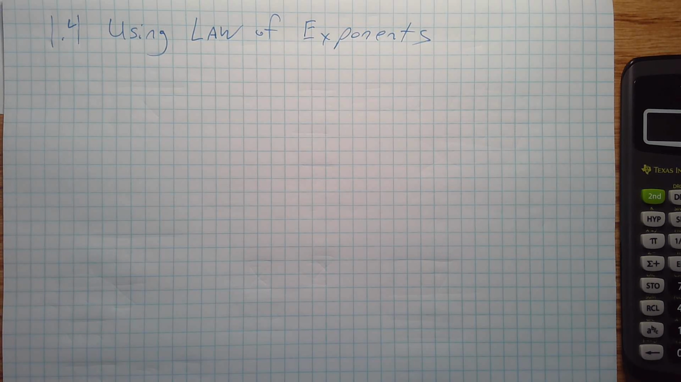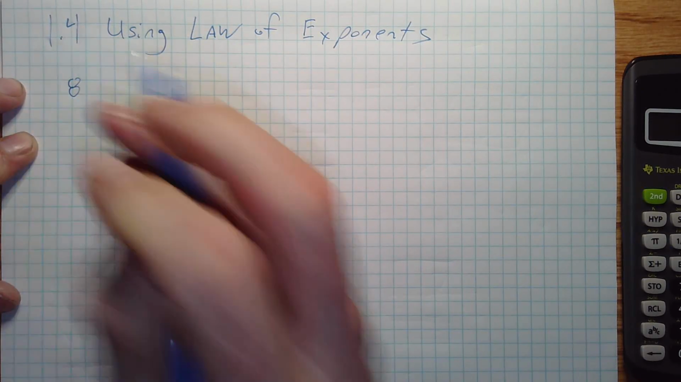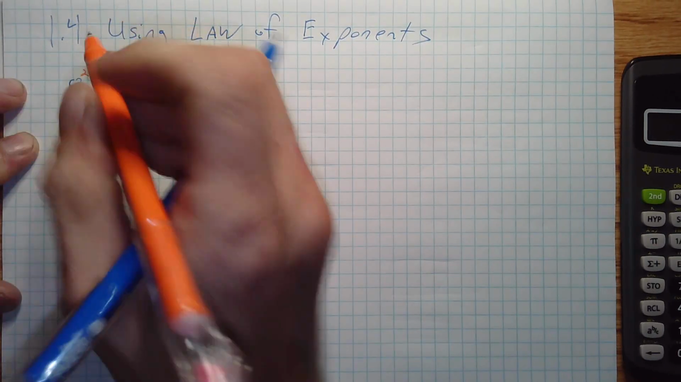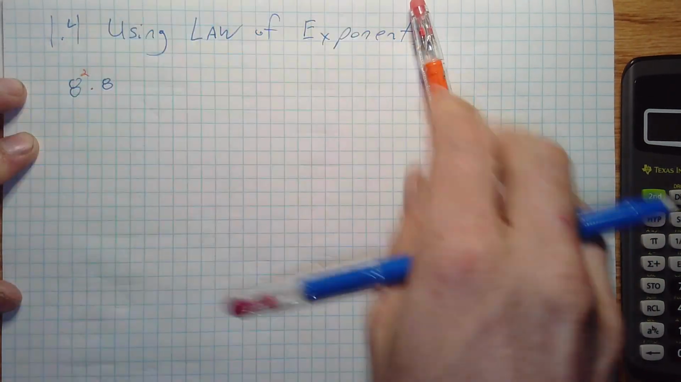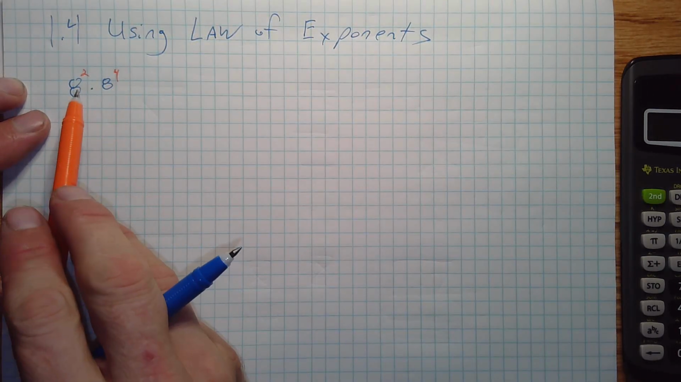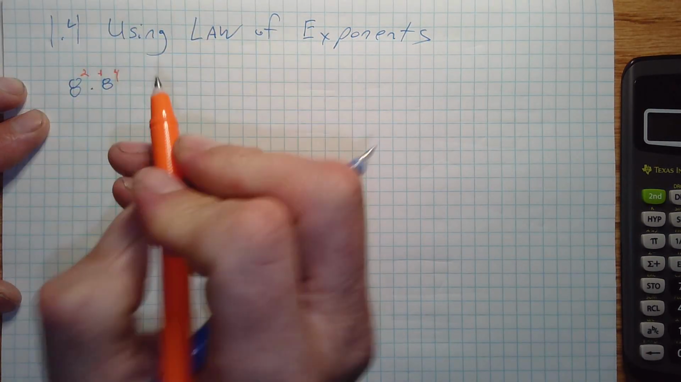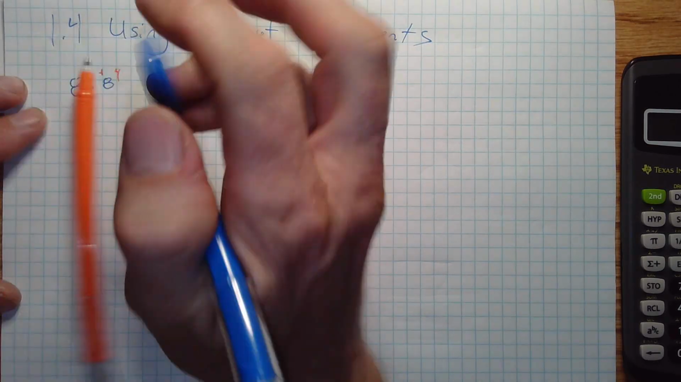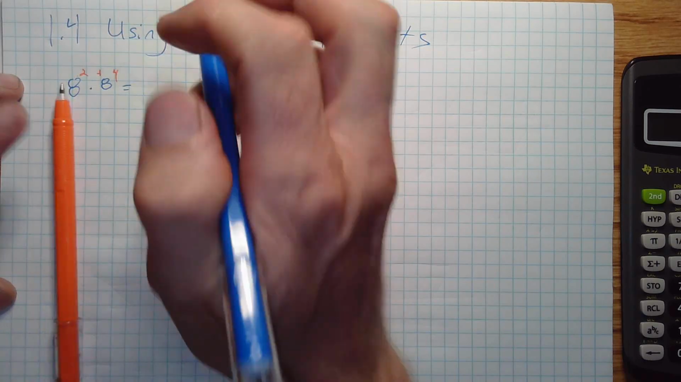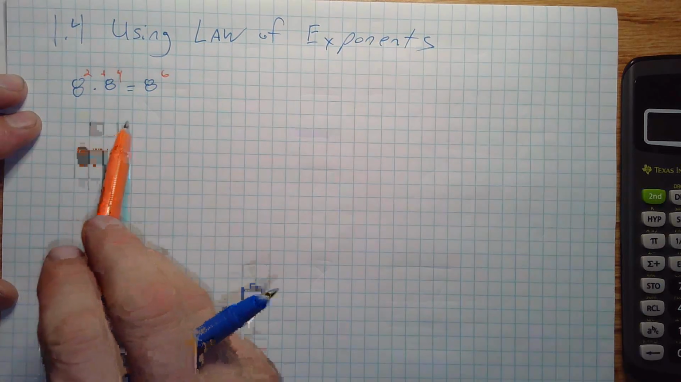All right, so now we're going to show some examples of utilizing the laws of exponents. Okay, so let's go through. So we have 8 squared times 8 to the 4th, right? You have the same base here, right? So we're multiplying a base times the same base, so we're going to add the exponents, and that will yield 8, same base. 2 plus 4 is 6. That is the power of the products.